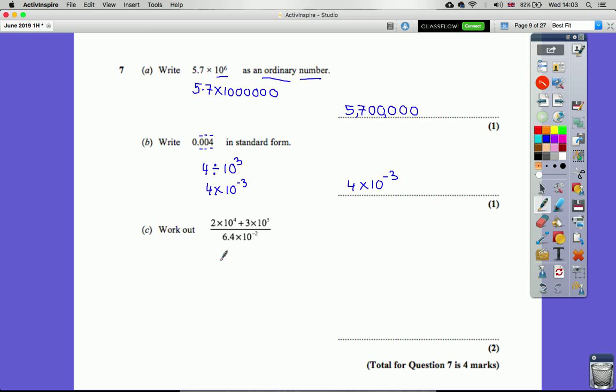In this question, you have to follow BIDMAS. So here, you got 2 times 10 to the power of 4, which will give you 20,000 plus 300,000 over that will be 0.064. Okay, now at the numerator you will get 320,000 divided by 0.064, and then you use your calculator.